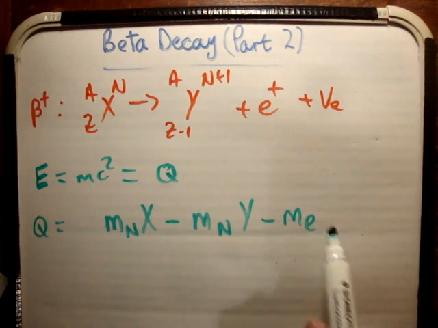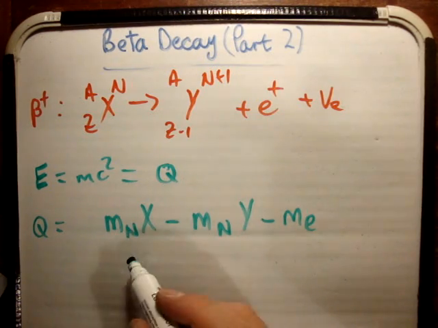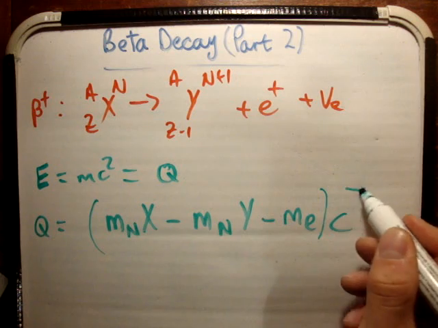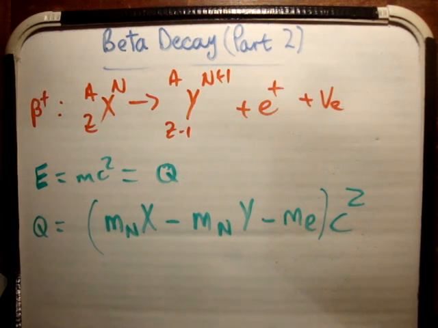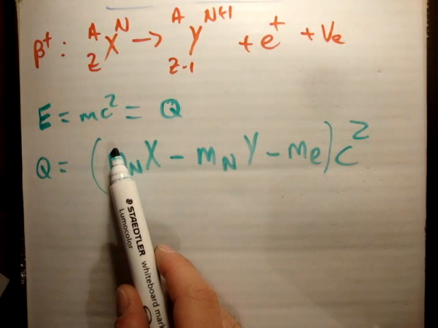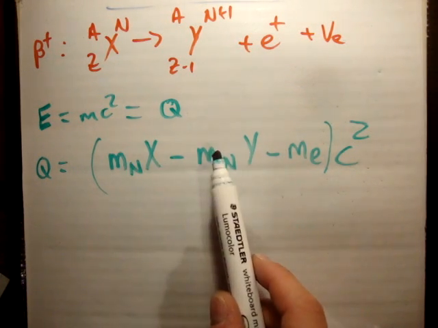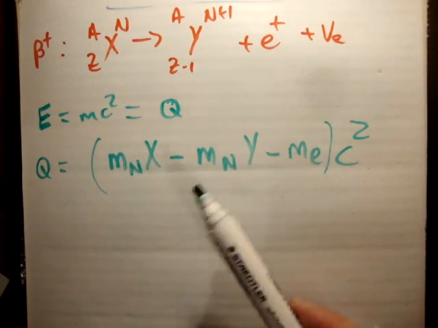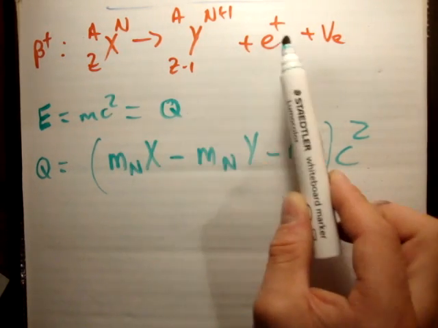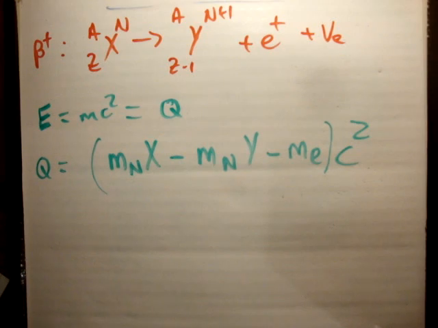Now these are all the masses, so we know that E is equal to m times c squared, so to convert this to an energy we need to multiply by c squared. That is an energy. So it's the mass of the nucleus before minus the mass of the nucleus after minus the mass of the electron. So look at it, it's this mass minus this, and we're talking only about nuclear masses.